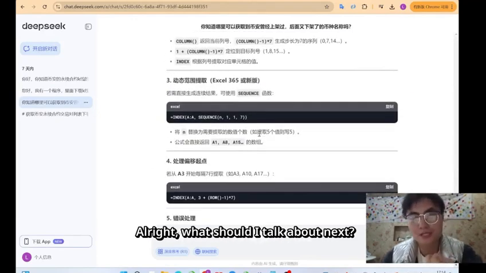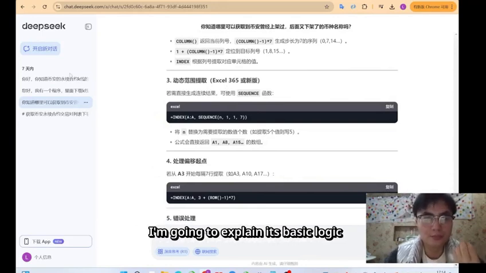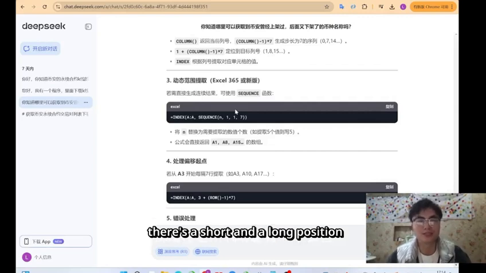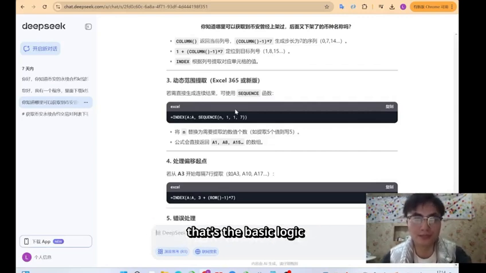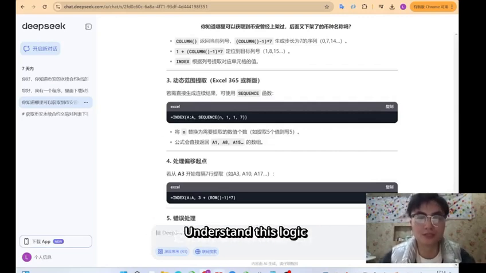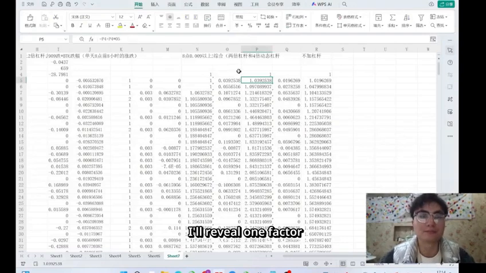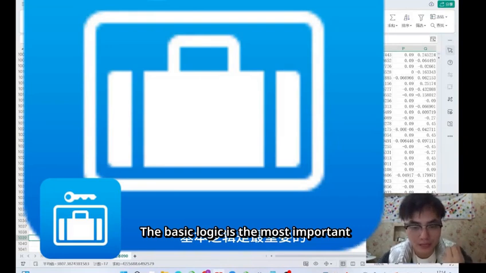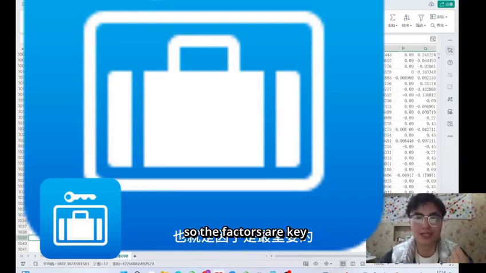Alright, what should I talk about next? Next, I'm going to explain its basic logic. You need to start with a set of logic. With my TDS, there's a short and a long position. That's the basic logic. Understand this logic, and I'll reveal one factor. The basic logic is the most important, so the factors are key.